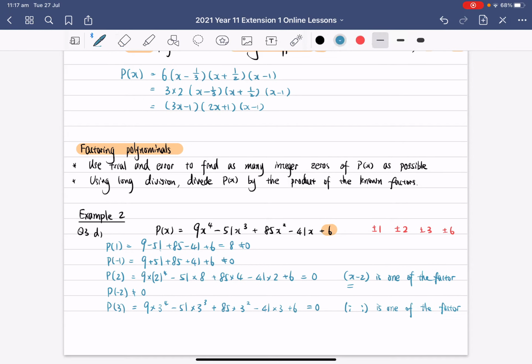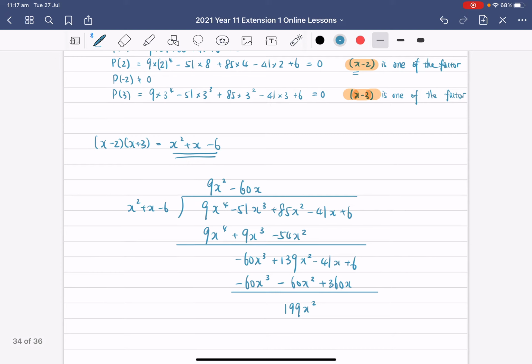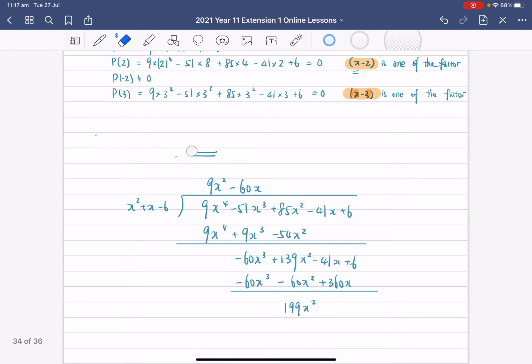That's a x minus 3. Okay. All right. Most of the time, I'm just making those mistakes to see if you guys are actually paying attention to the online lesson or not. All right.